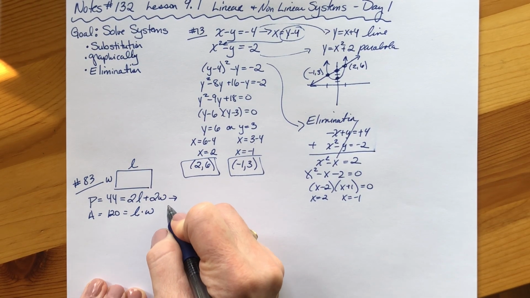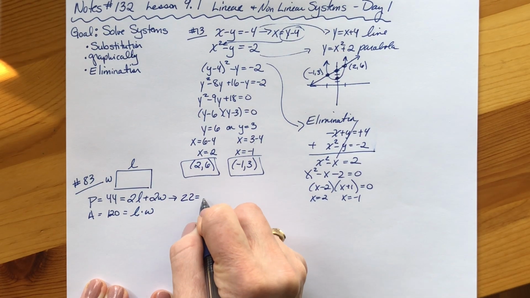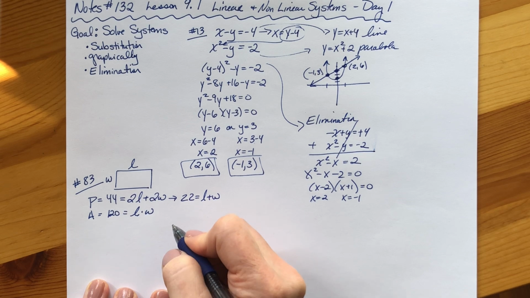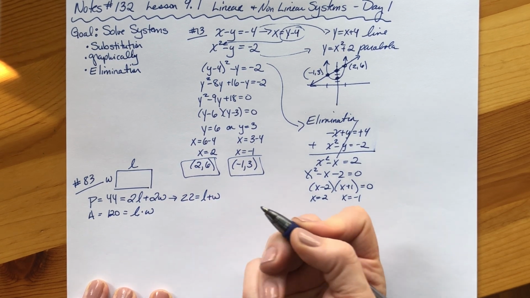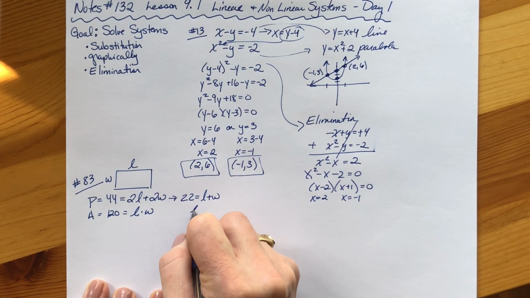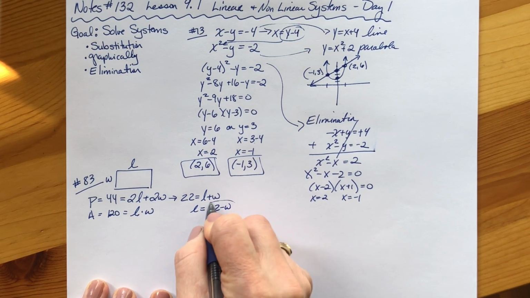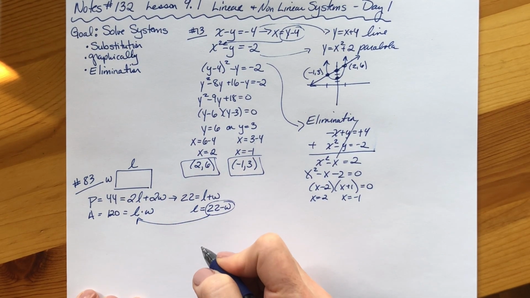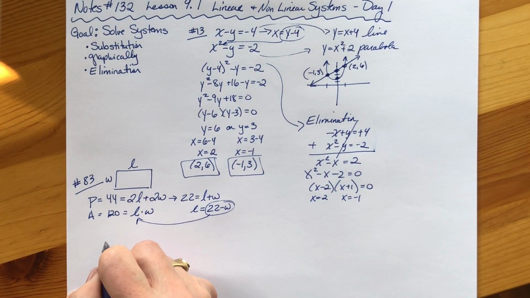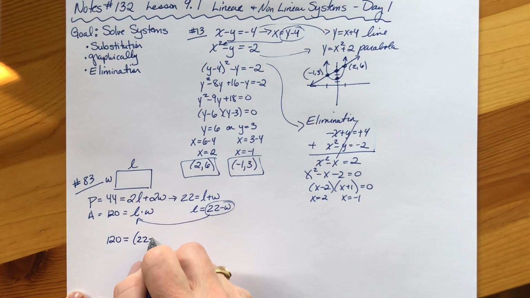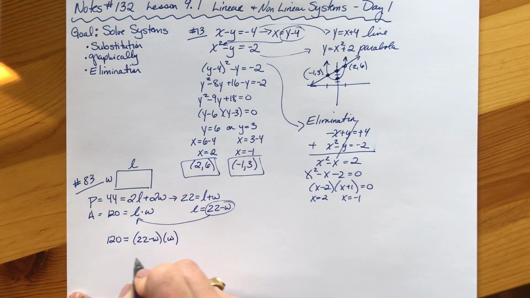Divide everything through here by 2. I'm going to have 22 is equal to length plus width. Second equation here, maybe I'm going to use substitution. Plug it right in for that. 120 is equal to 22 minus W times W. Doing some really fun FOIL.